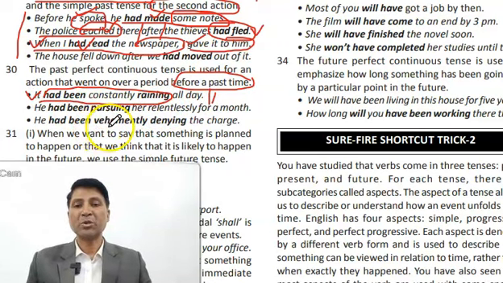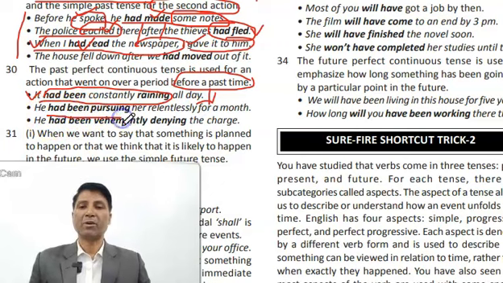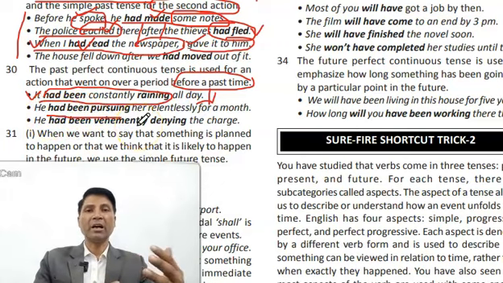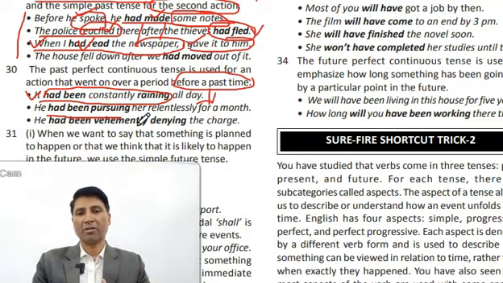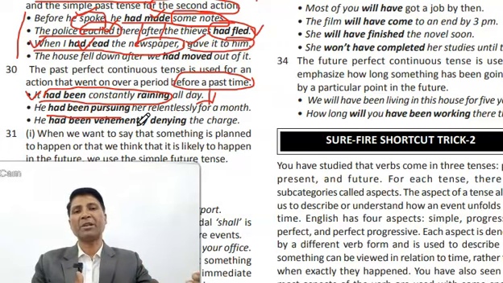He had been pursuing her relentlessly for a month. So pursuing means running after someone. So he had been running after her relentlessly, continuously for a month. So this action is taking place or running over a period of time in the past.